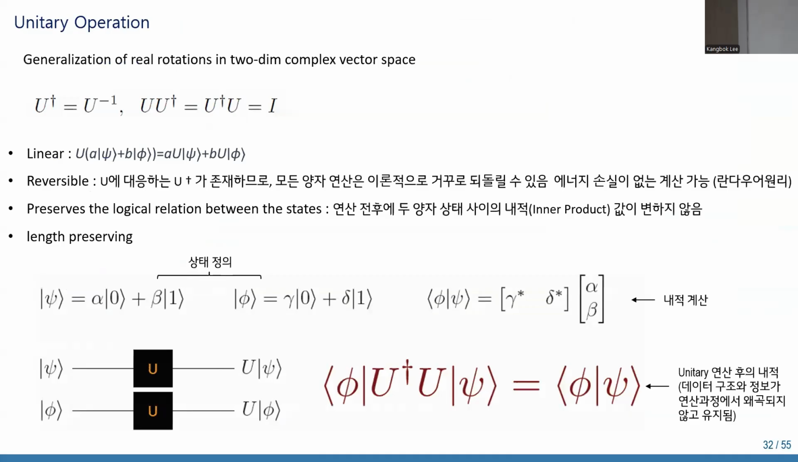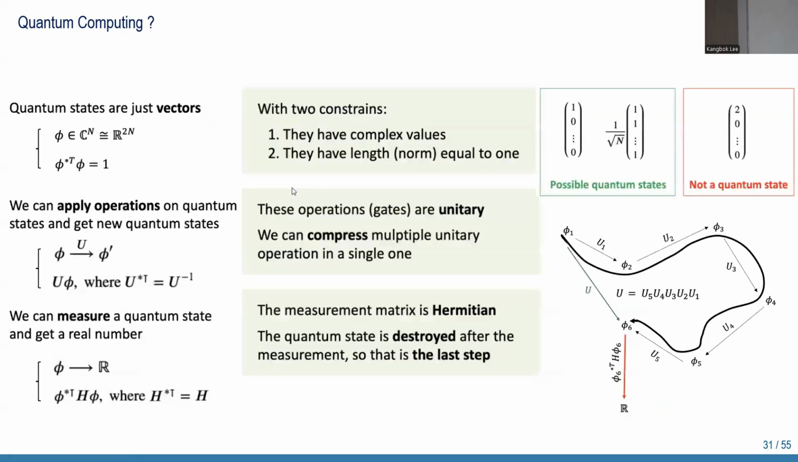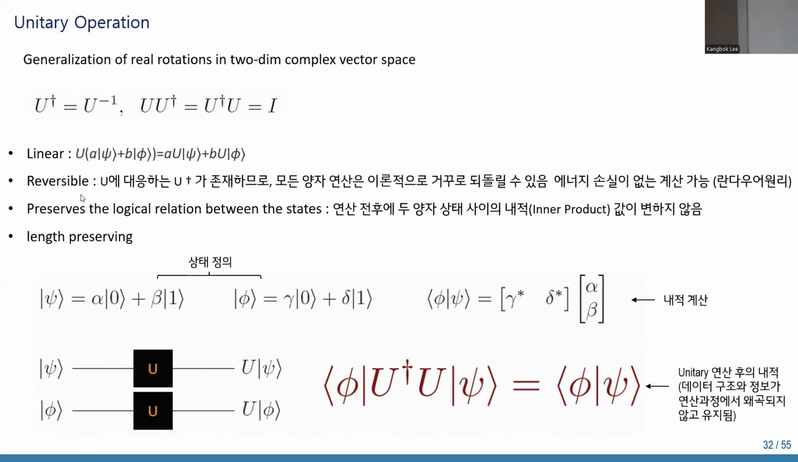What is a unitary operation? This is the unitary condition. A unitary operation has a linear condition. This is just linear algebra. And the reversible property is very important. That means after many processes, you can go back to the initial state. In a classical computer, this is not possible. So in a quantum computer, it is a reversible process. That's why quantum computers are said to be superior to classical computers when it comes to energy consumption.